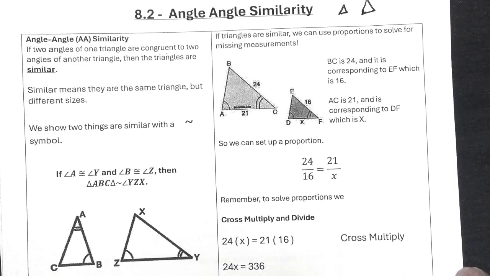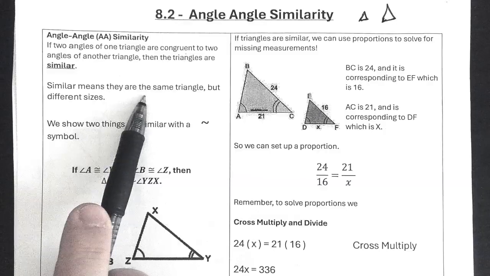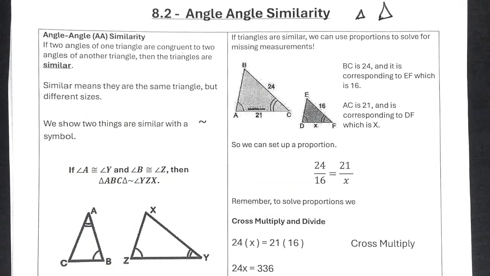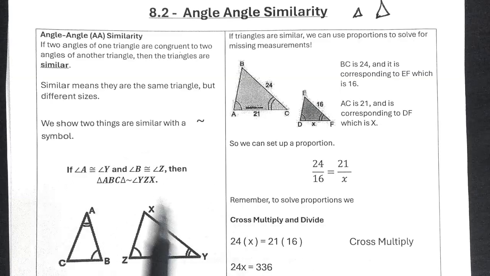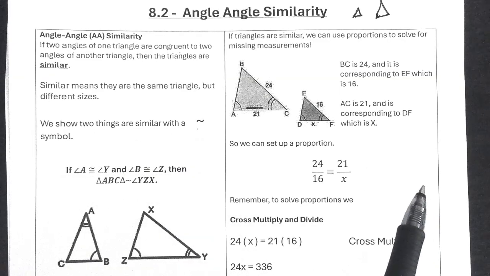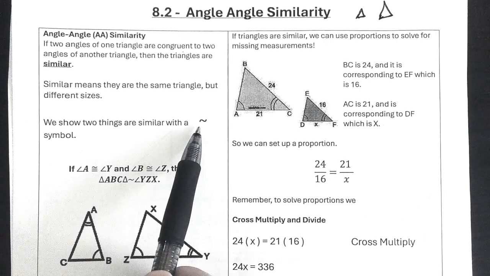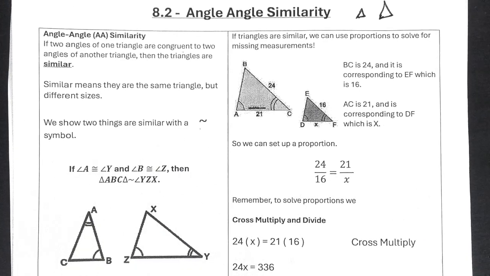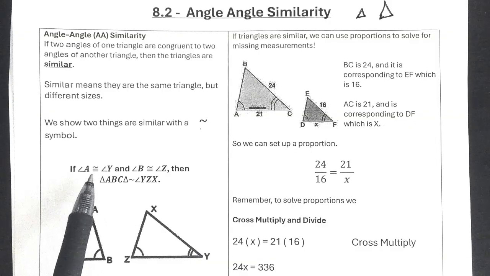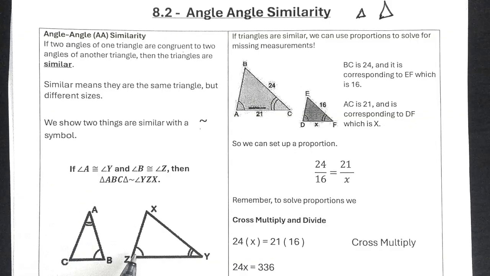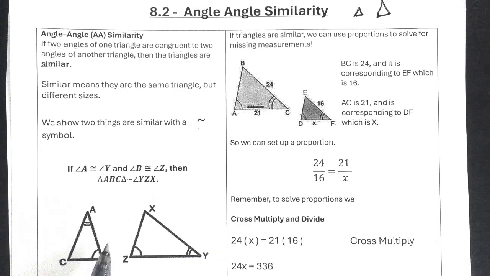Let me stop getting ahead of myself and just read. Similar means that they are the same triangle but different sizes. We show two things are similar with this symbol. It looks like the little tilde above the equal sign that shows us a congruent sign. Take away the equal sign and that means similar. So I'm saying down here, if A is congruent to Y and B is congruent to Z, so you have two angles, then you can say that ABC and YZX are similar, because they had two angles.